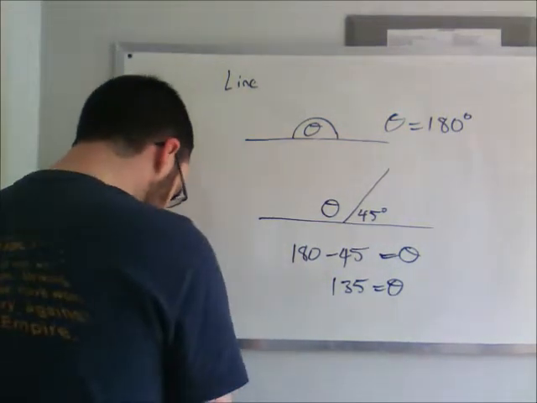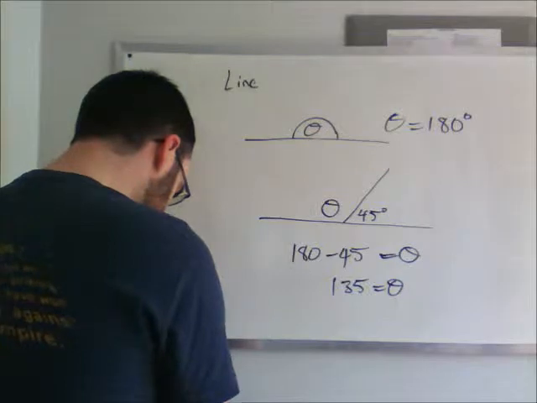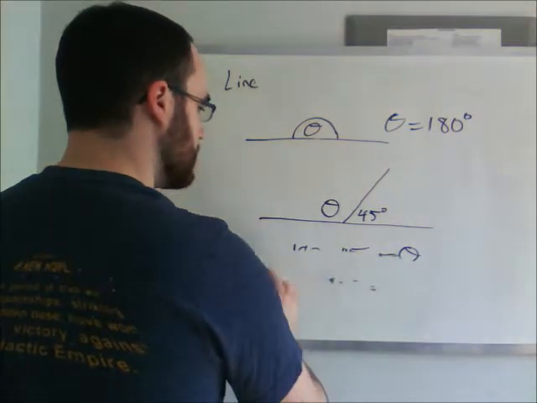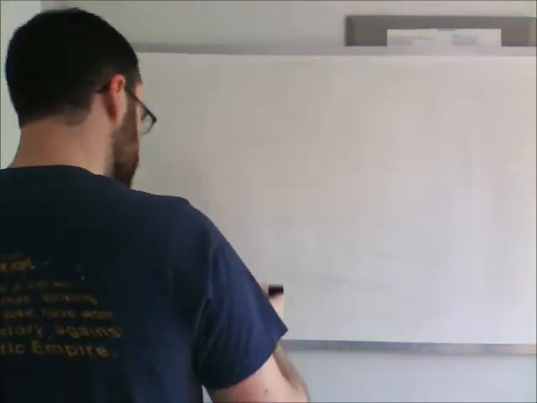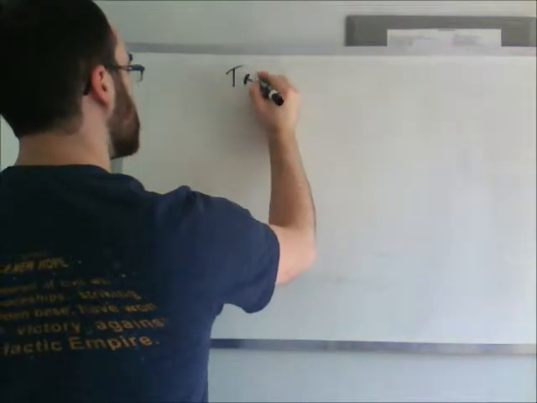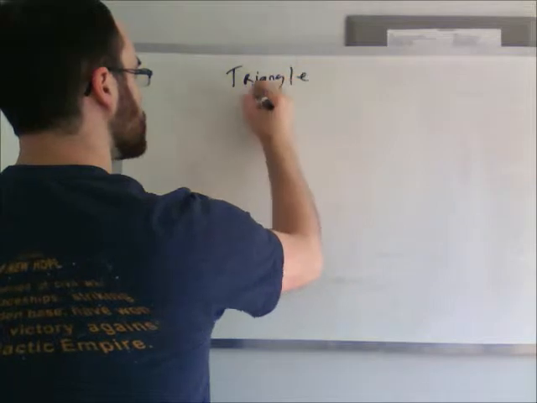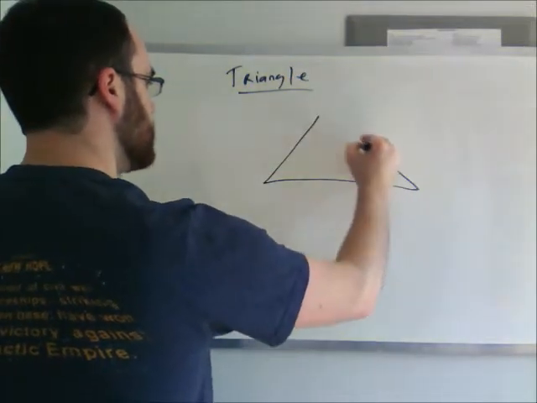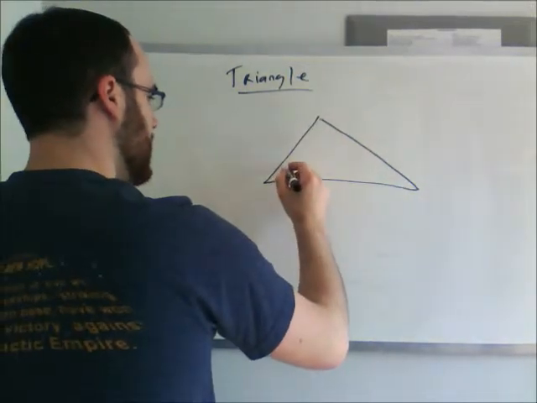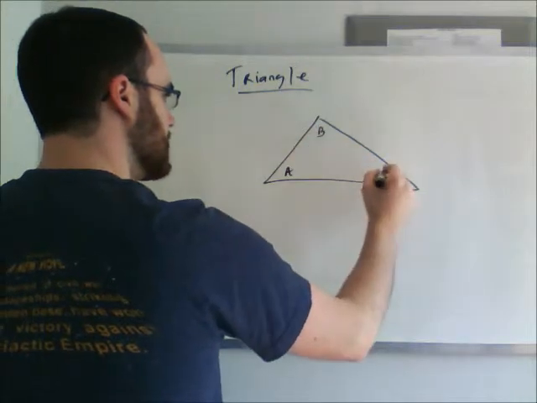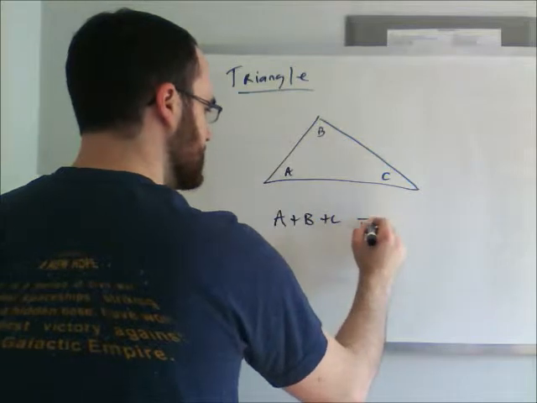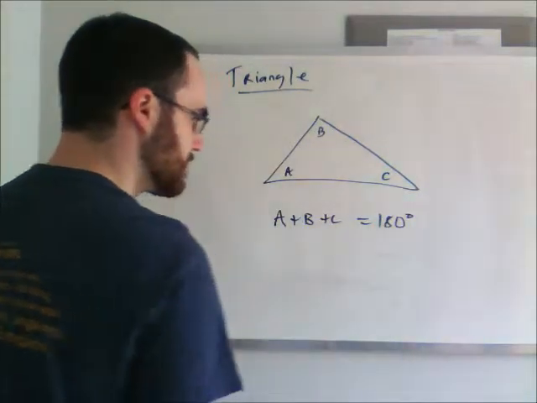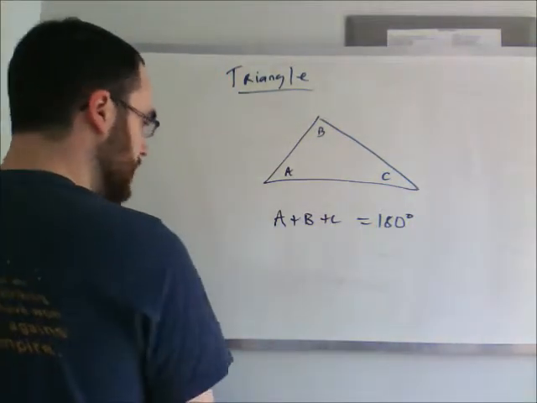So that's the first example, and then we'll talk about another shape that is also easy to recognize, and that is just the triangle. The triangle can be any shape, it doesn't matter, but if we have angles A, B, and C, we know that A plus B plus C must equal 180 degrees. This is very useful for when you have a couple angles.